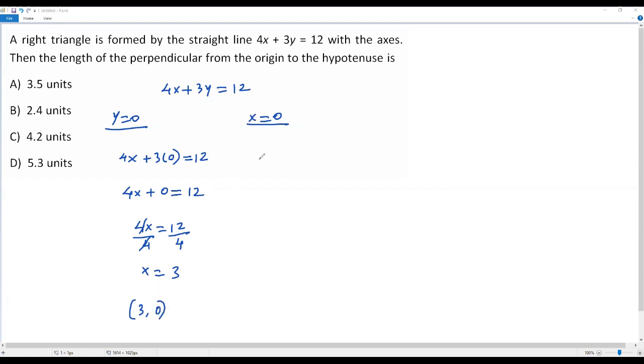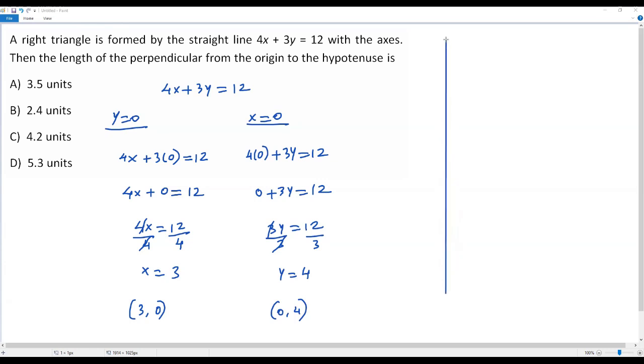Now let me get the y-intercept. For that, we plug in 0 for x into this equation. Then I get 4 times 0 + 3y = 12, so 3y = 12. Let me divide both sides by 3. The 3 cancels out, and I get y = 12 divided by 3, which is 4. So I get (0, 4). This is the y-intercept. Now let me sketch an xy plane.